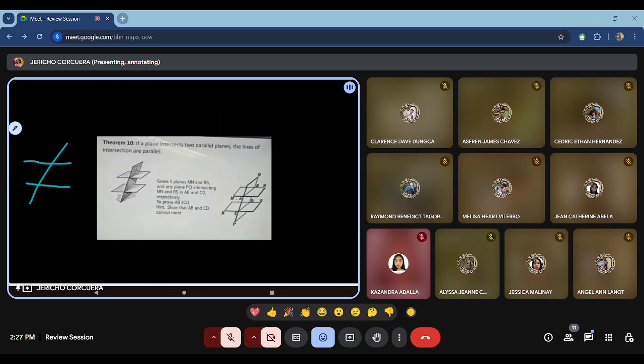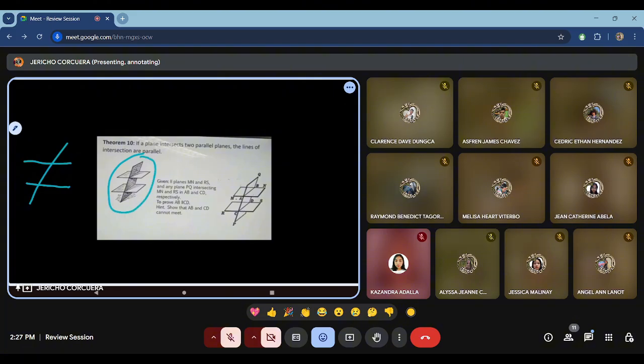Then in plane geometry, if two lines are cut by a transversal, they are parallel. I don't remember what postulate or theorem that is, but that's how it looks: with an intersection, they are parallel. The lines of intersection are parallel. So it's the same in 3D. So, we have the figure here.